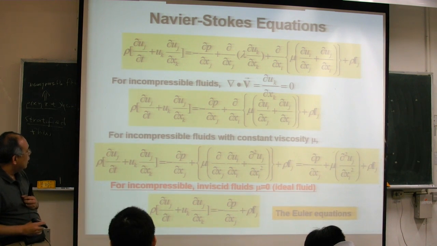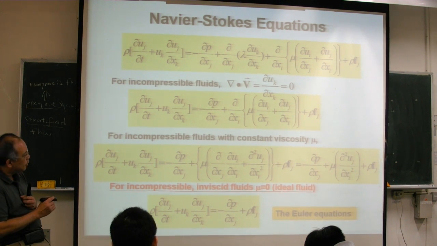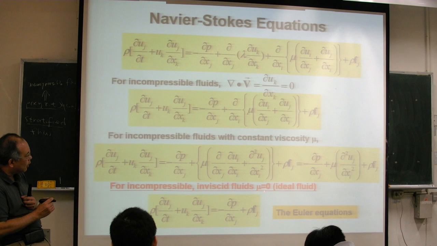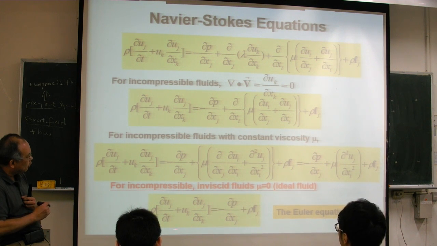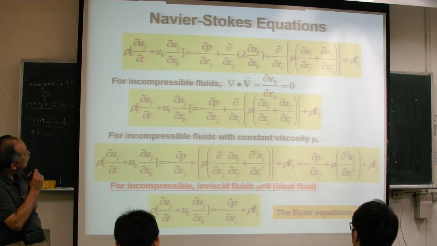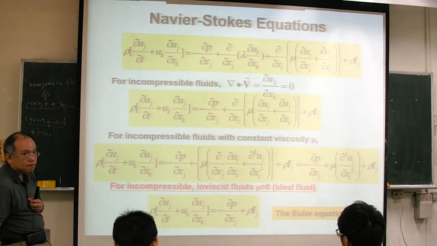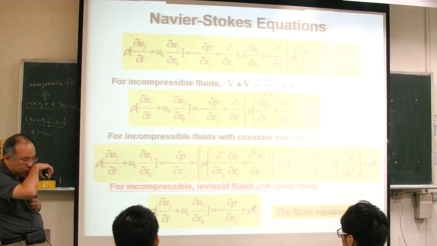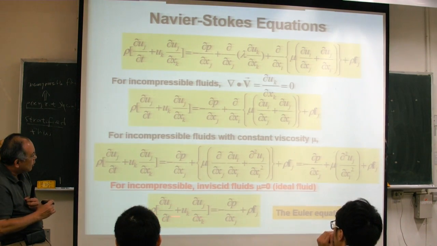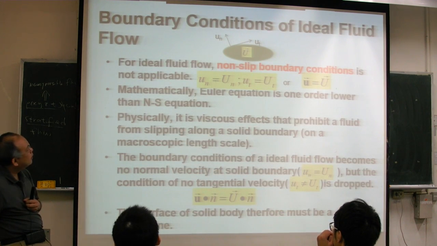Finally, if you have an incompressible inviscid flow, that means you have an ideal fluid. For an ideal fluid, this term can be dropped because viscosity is equal to 0. So the full Navier-Stokes equation reduces to what? The Euler equation. That's it. Anyway, that gives you a little bit of review. From here, we assume this is an ideal fluid in chapter 4.